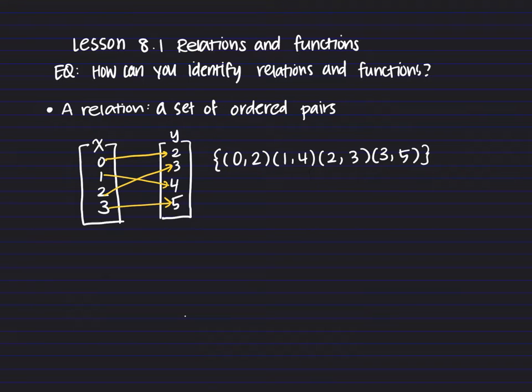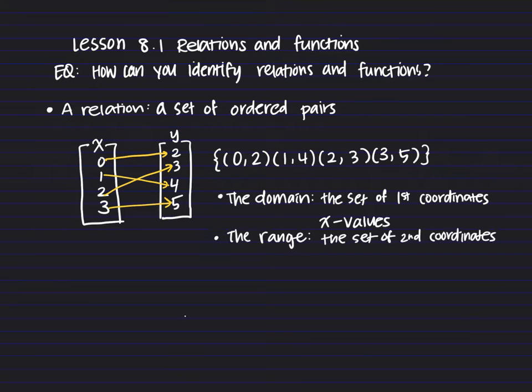So we call the left column, or the numbers that appear on the first coordinate, the domain. By definition, the domain is going to be the set of first coordinates, or in this case the left here, or the numbers that appear first. They are going to be also the x values. And then the column on the right with the y values, we call that the range. And these are going to be the set of second coordinates, so the numbers that you see on the right side, or the y values.